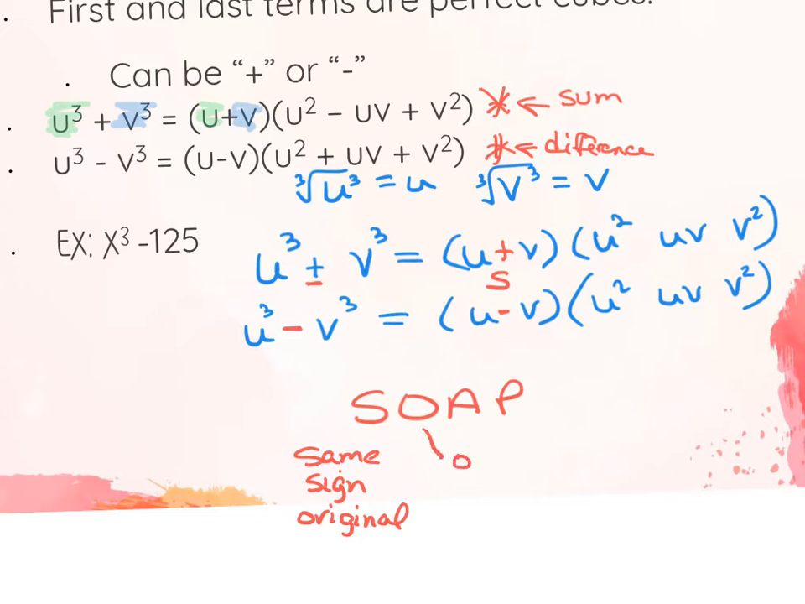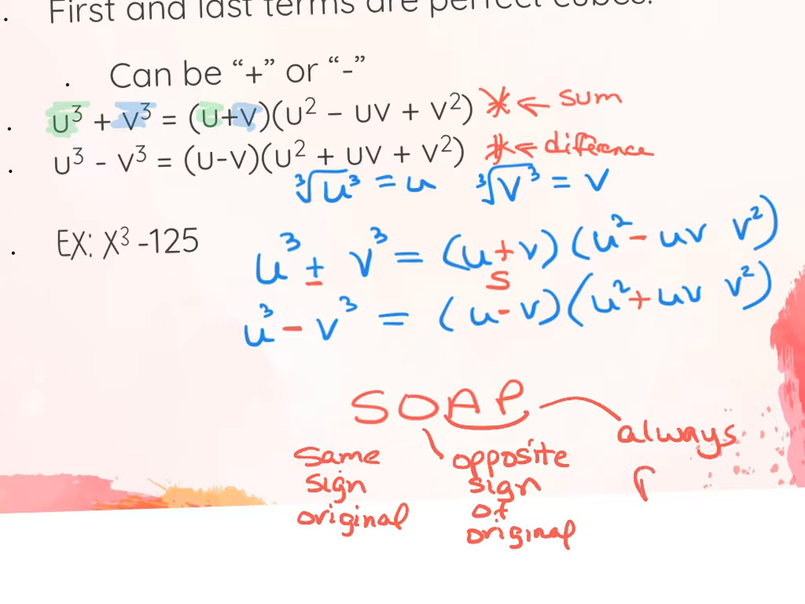The O stands for opposite sign. So opposite sign of the original. So this was originally a plus sign, so this is now a minus. This was originally a minus sign, so this one's a plus. And then the AP stands for always positive. So this is always a plus sign. So a little acronym to help you remember. So this is opposite of the original and always positive. So let's go ahead and practice doing this. So you're going to memorize those patterns.